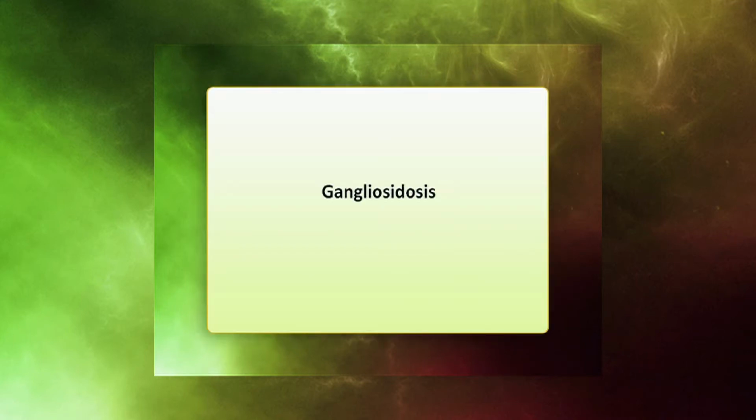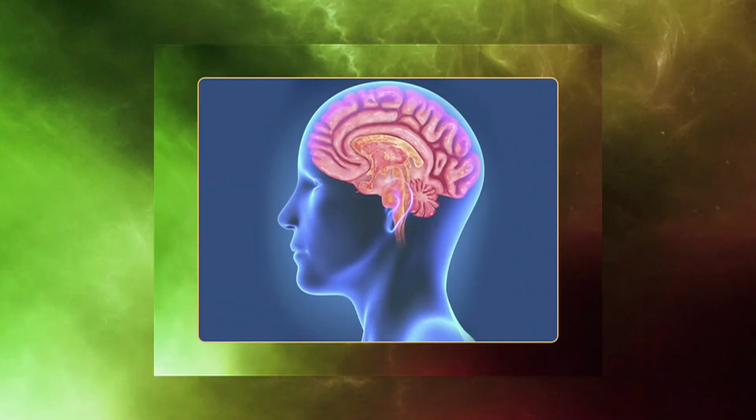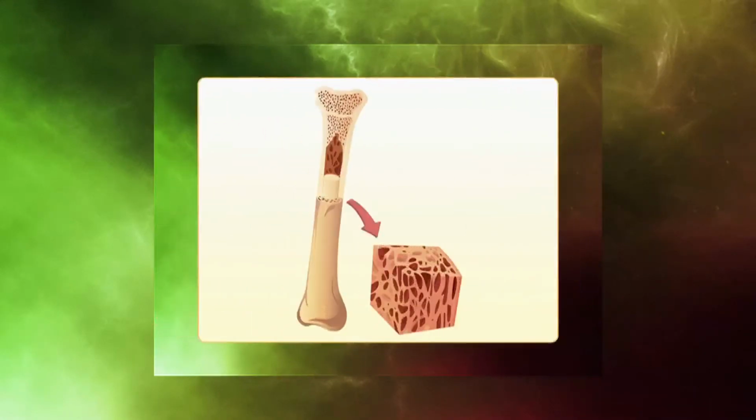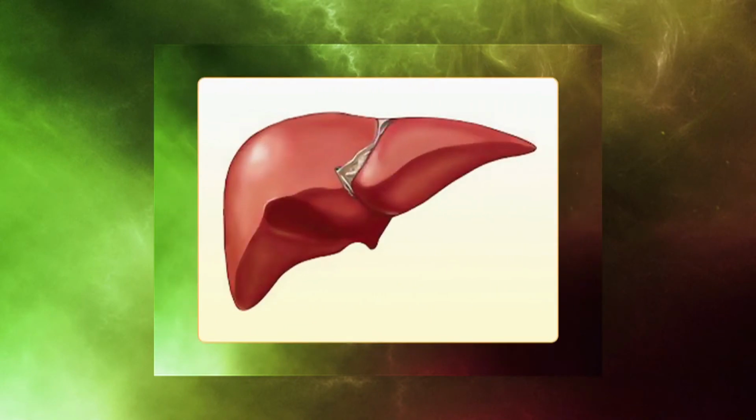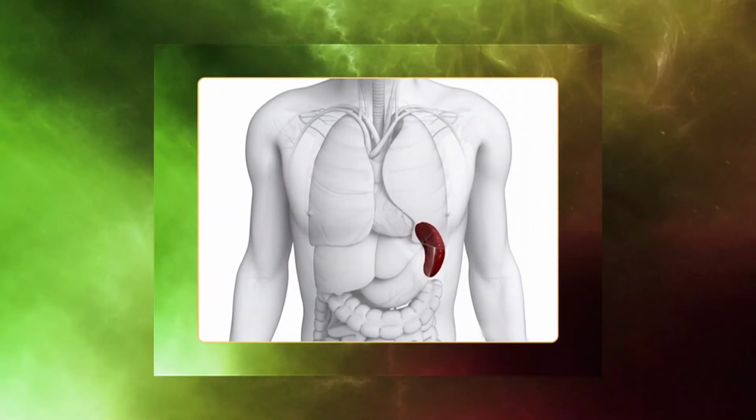Gangliosidosis. Deficiency of the enzyme beta-galactosidase causes accumulation of the ganglioside in the tissues, including the brain, bone marrow, liver, and spleen. Involvement of the brain causes fits and severe mental deterioration.